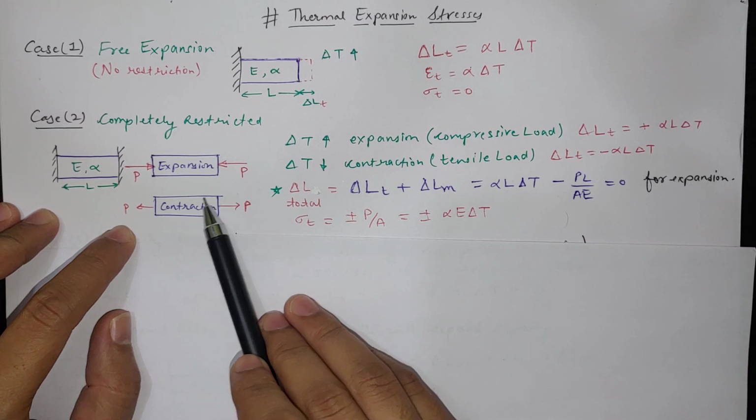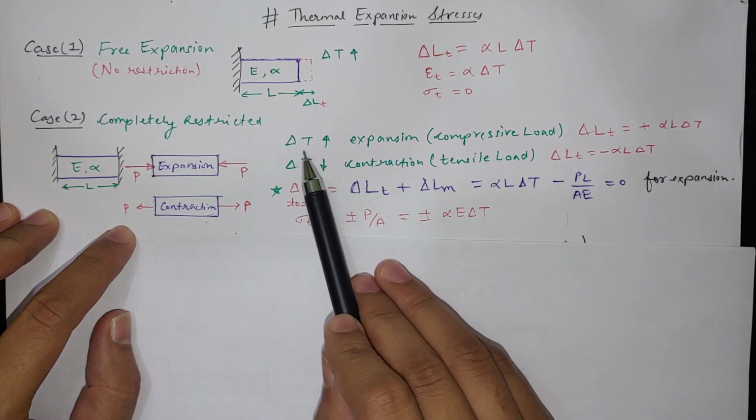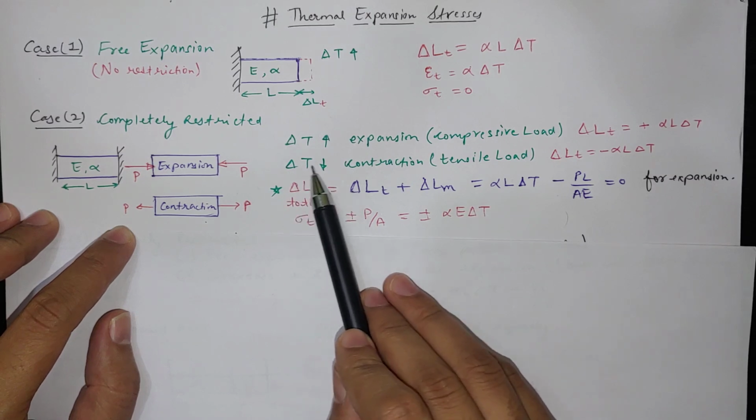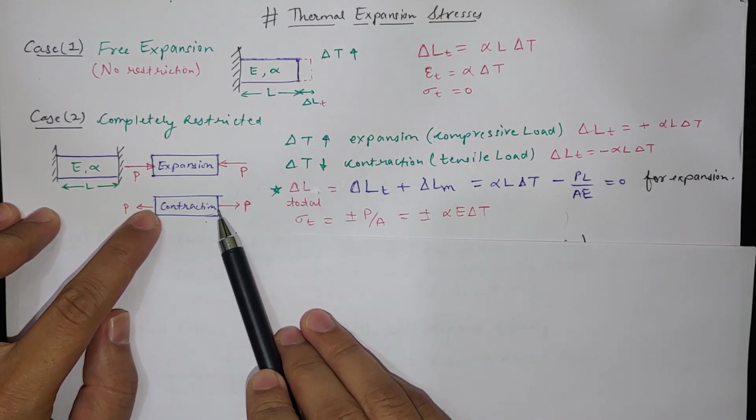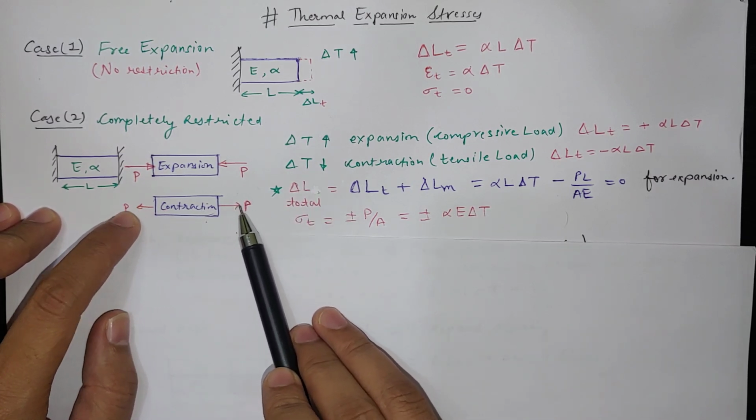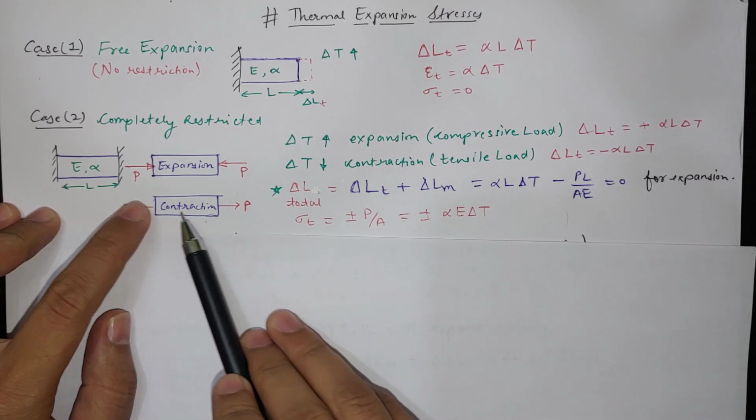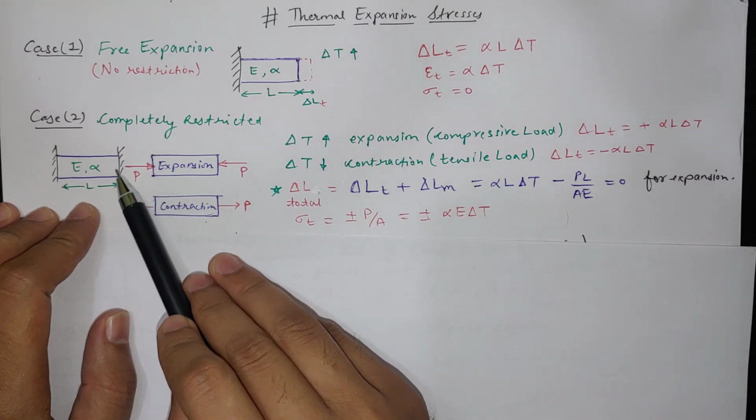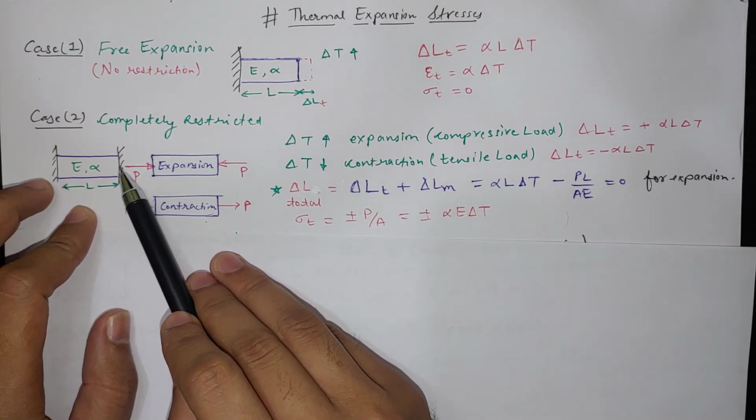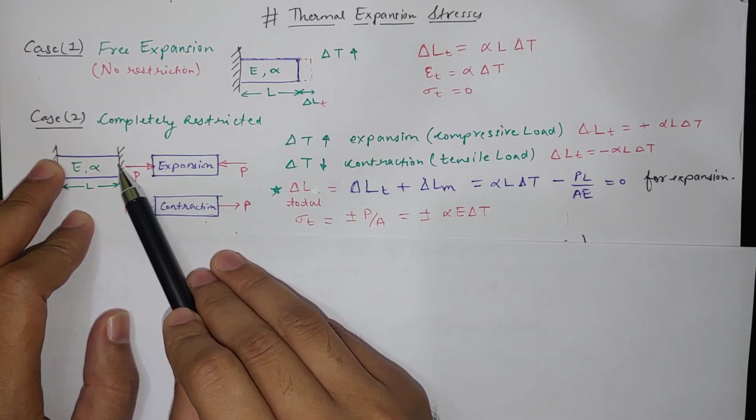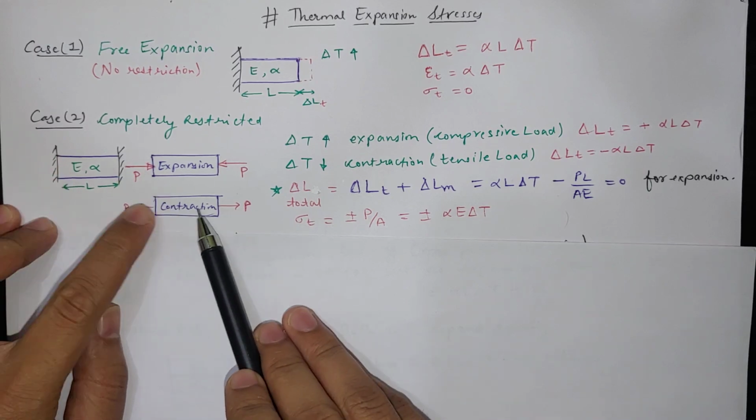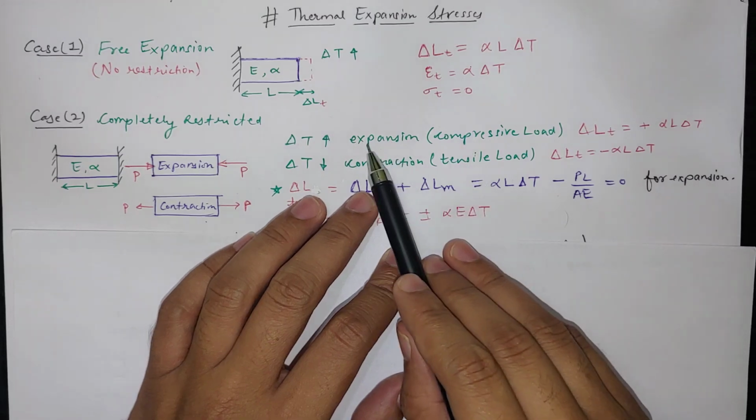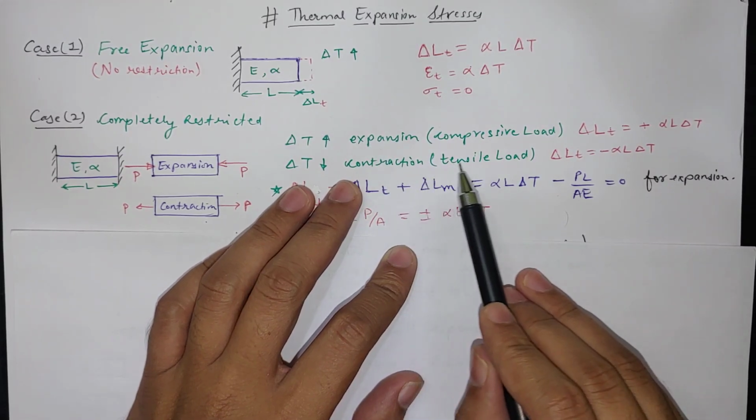Now if it is contracting, when we decrease the temperature, in expansion there is a compressive load because we are increasing the temperature. In contraction, where we decrease the temperature, the material will contract and there will be a tensile load on the material. Because the wall is joined completely, like a weld, the wall will try to hold it and the material tries to contract, so there will be a tensile load on this material. So when expansion is there, compressive load; when contraction, tensile load.